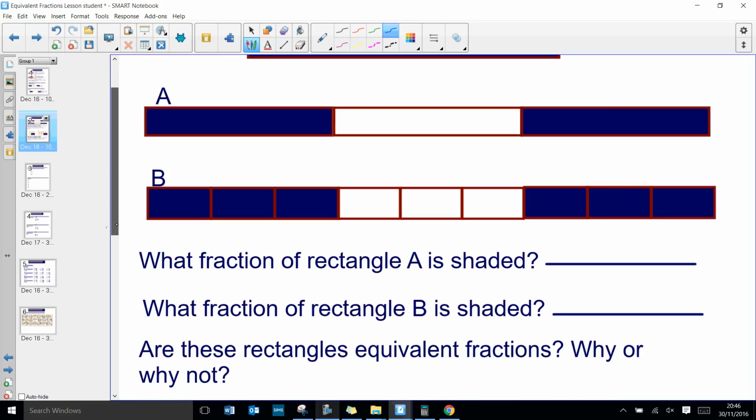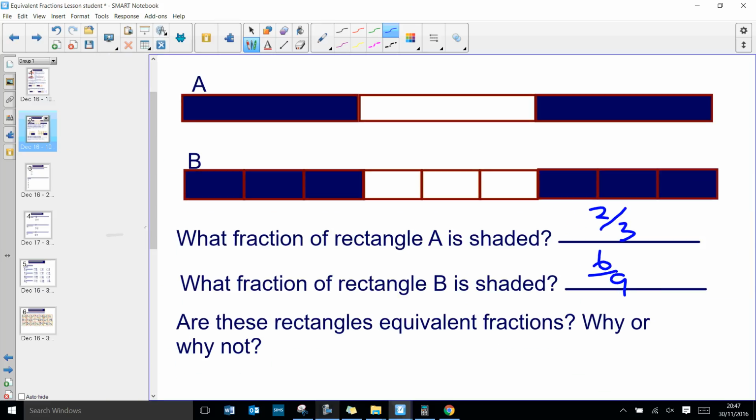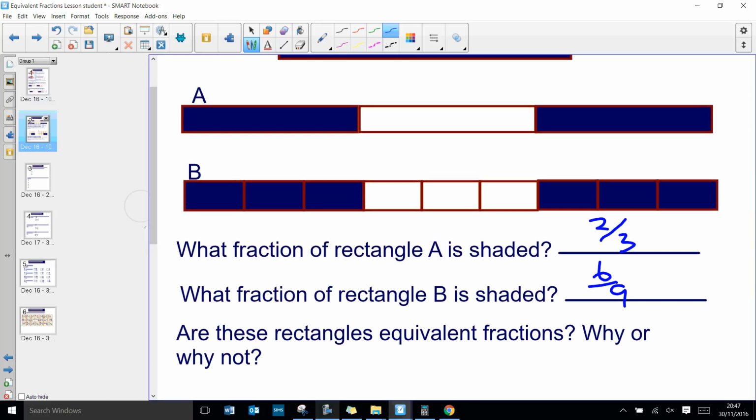So what fraction of rectangle A is shaded? That would be 2 out of the 3 portions. And here we've got 6 out of a possible 9. Yes, these would be equivalent because the same amount of the shape has been shaded.